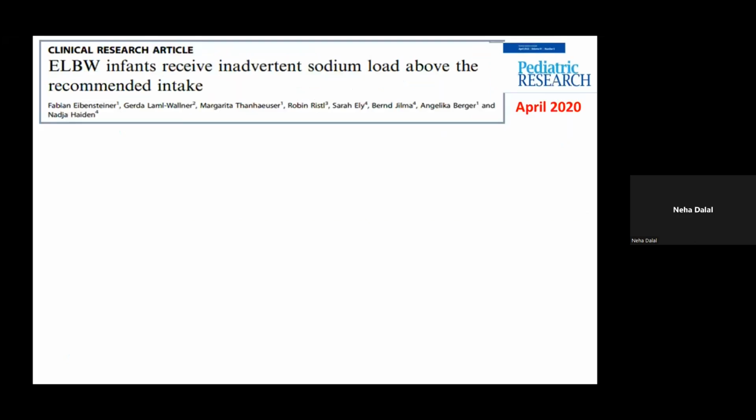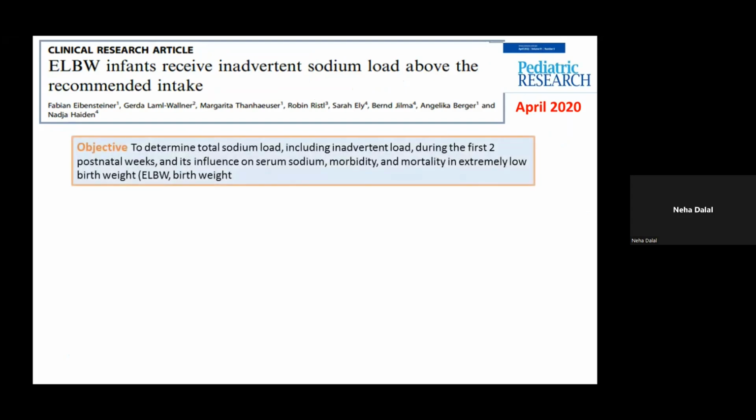In another study, published in Pediatric Research in April 2020, extreme low birth weight babies, especially those less than 28 weeks, were studied to see the inadvertent sodium load over the recommended intake. Ibinster et al. aimed to determine the sodium load during the first 2 weeks of life and its influence on other morbidities and mortality in extreme low birth weight babies.